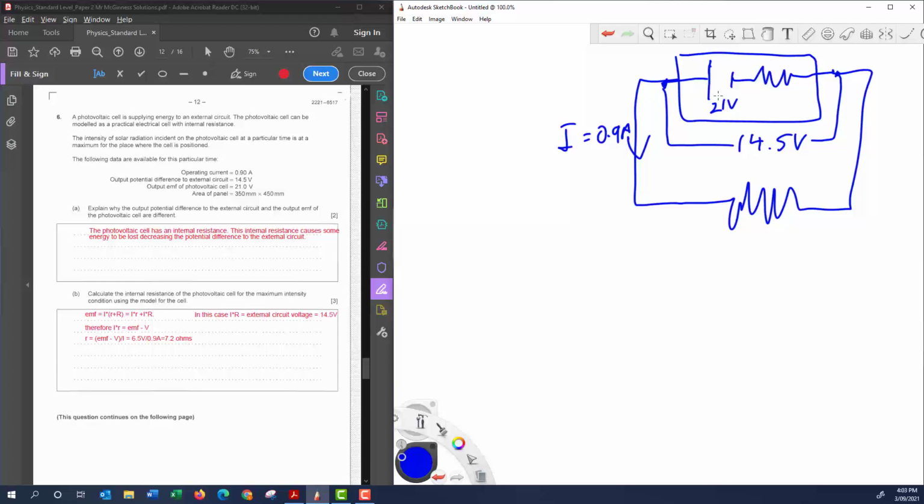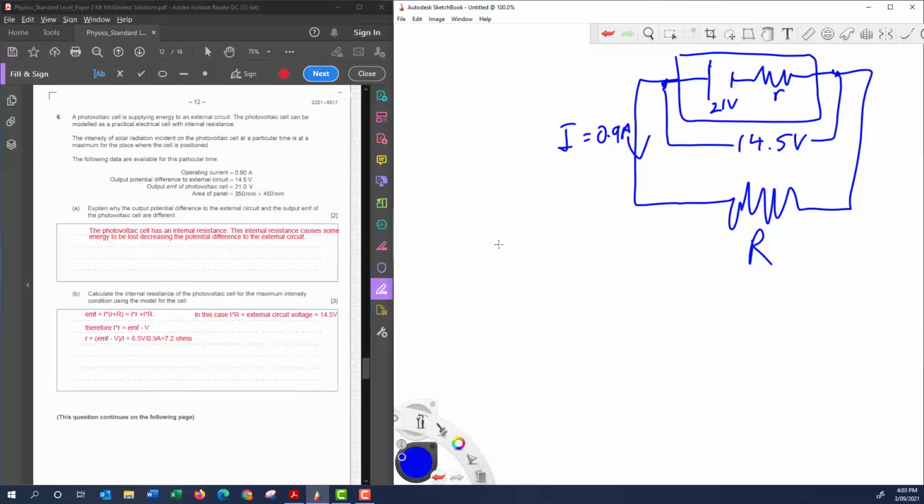And the answer is because of this internal resistance here. I'm going to call it little r, as opposed to our external resistance, which is big R. Because there's an internal resistance, some of the energy is lost across this when there's a current flowing through it. So that's why we have different voltages. Now they're asking us to calculate the internal resistance in part B, so that's the little r just there.